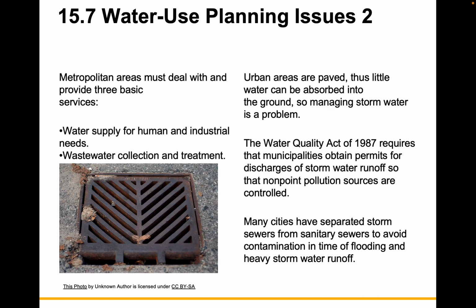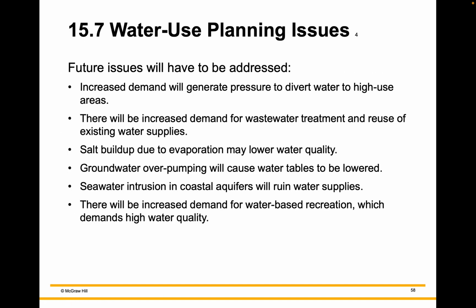All right. Metropolitan areas must deal with and provide 3 basic services. They need to supply water for human and industrial needs, and they need to have wastewater collection and treatment. Urban areas are paved, and thus little water can be absorbed into the ground. So managing stormwater is also a problem. The Water Quality Act of 1987 requires that municipalities obtain permits for discharges of stormwater runoff so that non-point pollution sources are controlled. Many cities have separated storm sewers from sanitary sewers to avoid contamination in a time of flooding or heavy stormwater runoff.